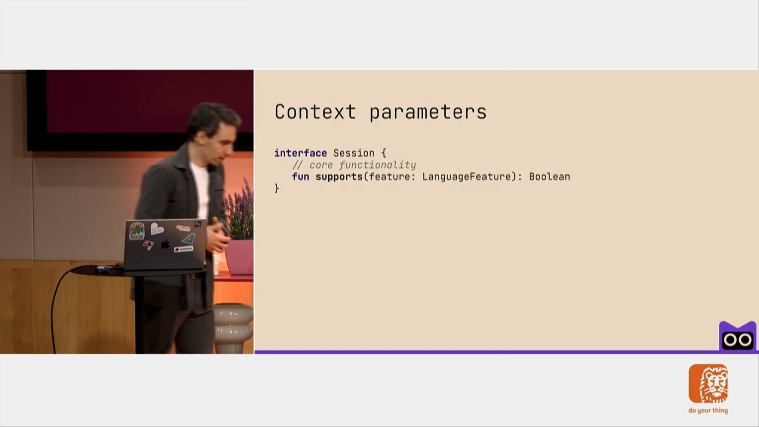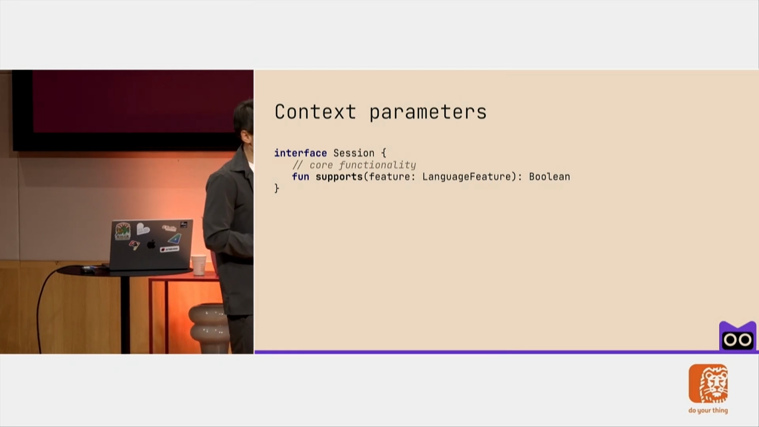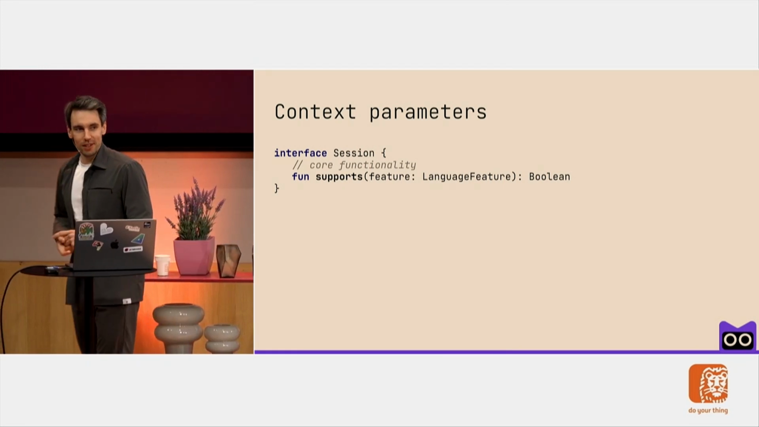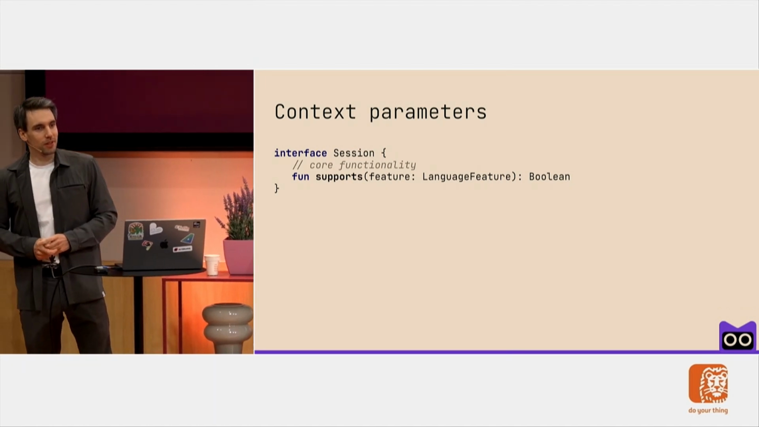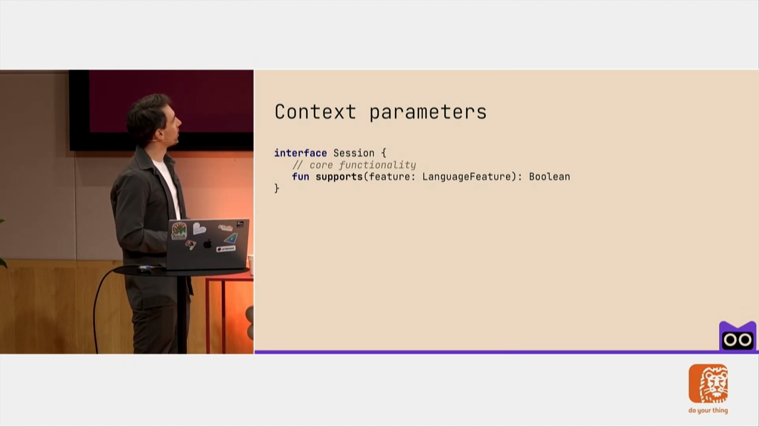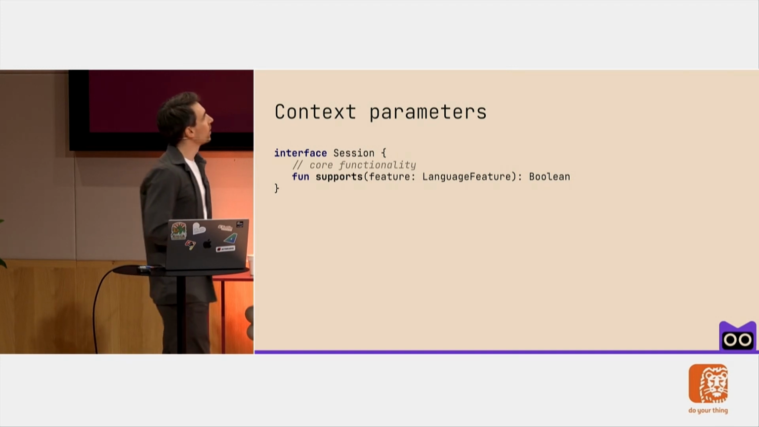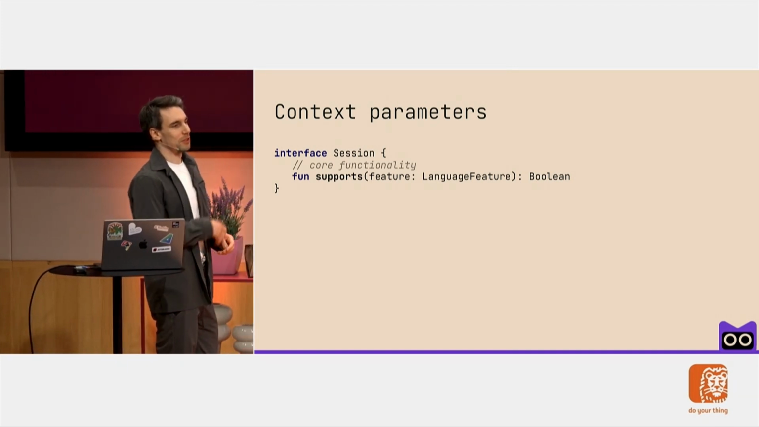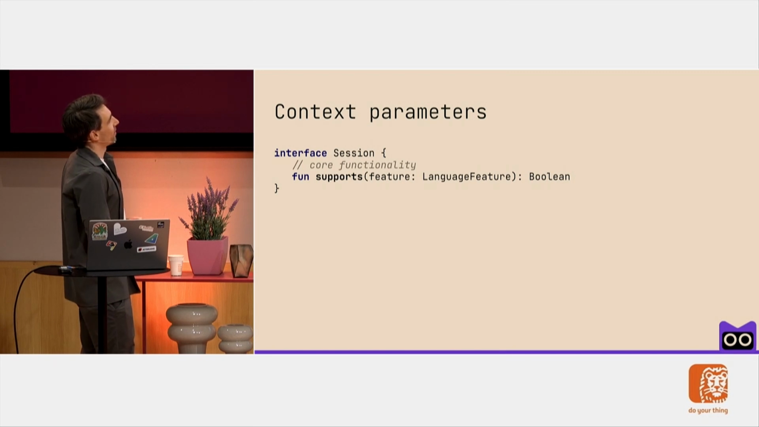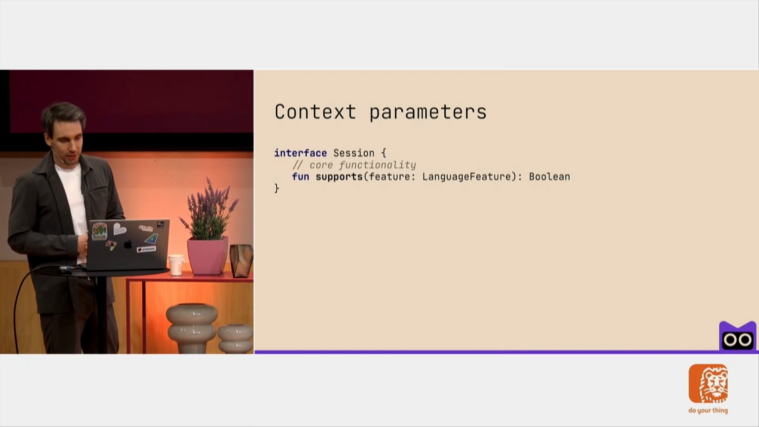So first, speaking of context parameters, you've probably heard about this feature because previously it was called context receivers, but in the scope of 2.2 we redesigned it and addressed some of the problems that it had. So now it's called context parameters, which is almost the same. And what is this feature about?